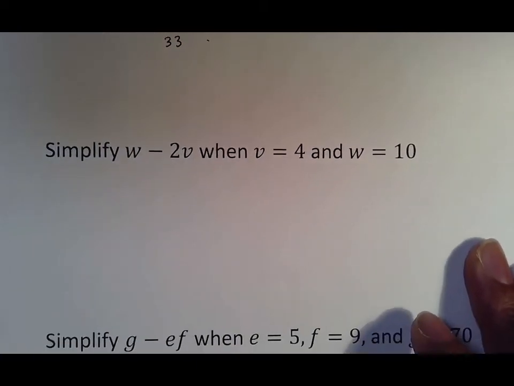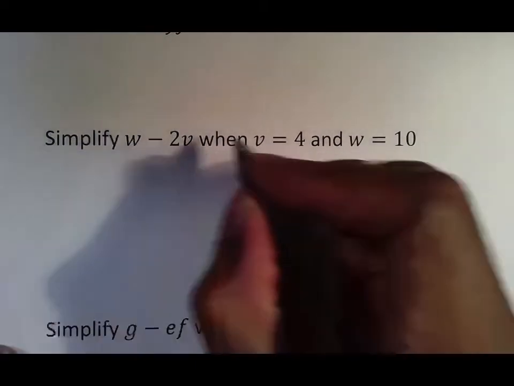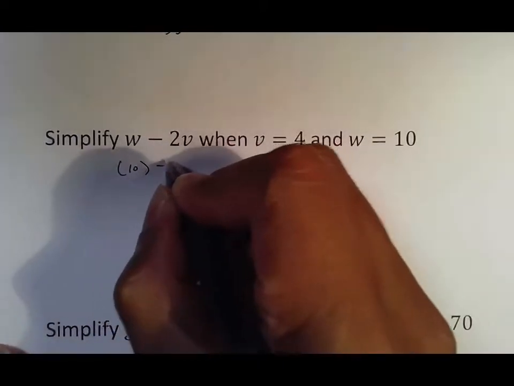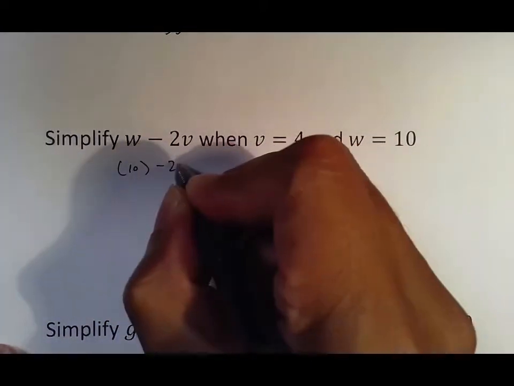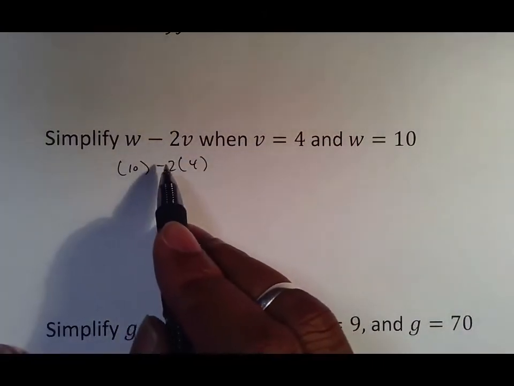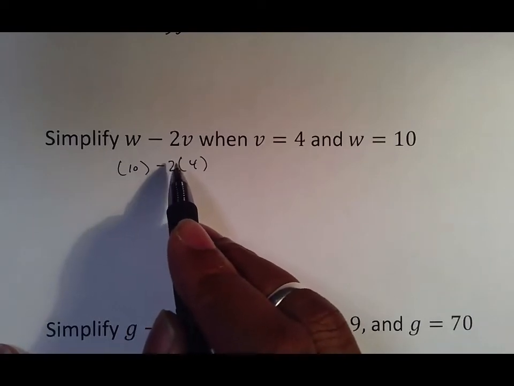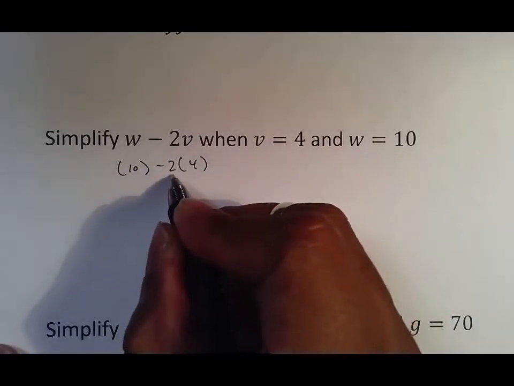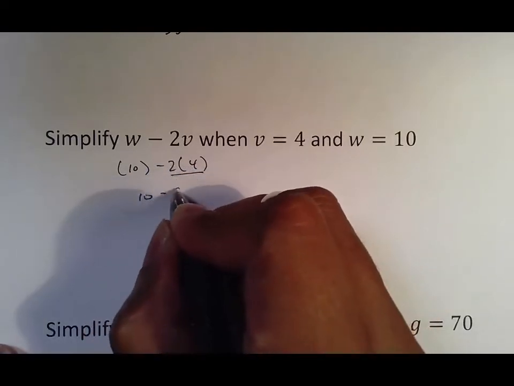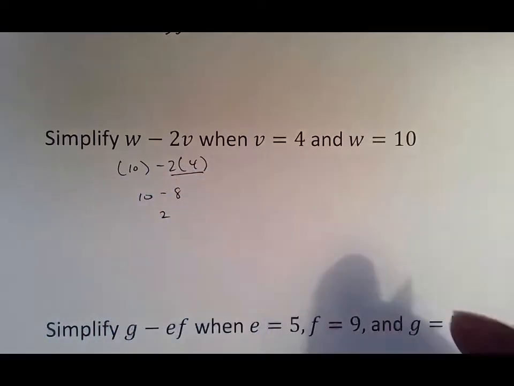Simplify W minus 2V. It's pretty much the same thing. Again, W is 10, so substitute that to be 10. Minus 2, I see a V, so I put parentheses 4. Once again, the issue that people have is they do the subtraction, but that's multiplication, and multiplication is stronger than subtraction. We have to do this side first. So we copy our 10, we copy our minus, 2 times 4 is 8, and then we get our answer.